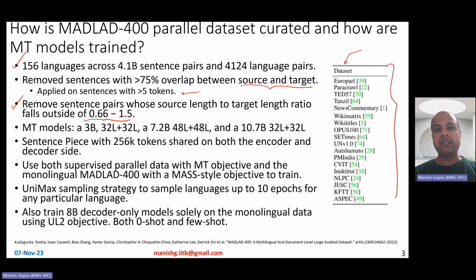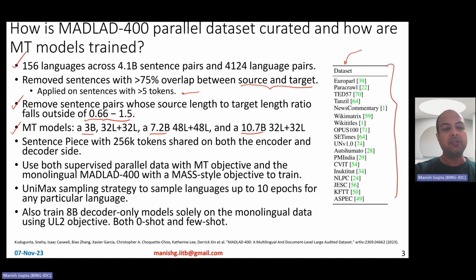Now, typical fertility of words across pairs of languages lies in that range. So therefore, they removed sentence pairs with ratios differing from that range. They trained various kinds of machine translation models. Three of them are transformer encoder-decoder models: a 3 billion parameter model, a 7.2 billion parameter model, and a 10.7 billion parameter model.